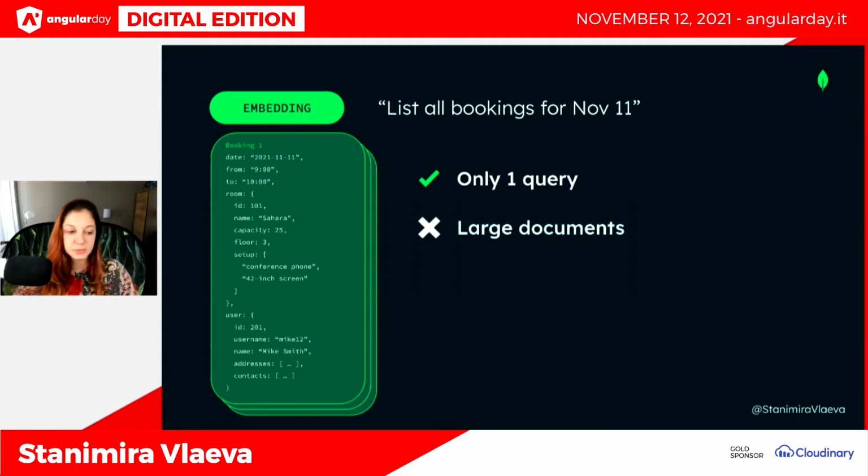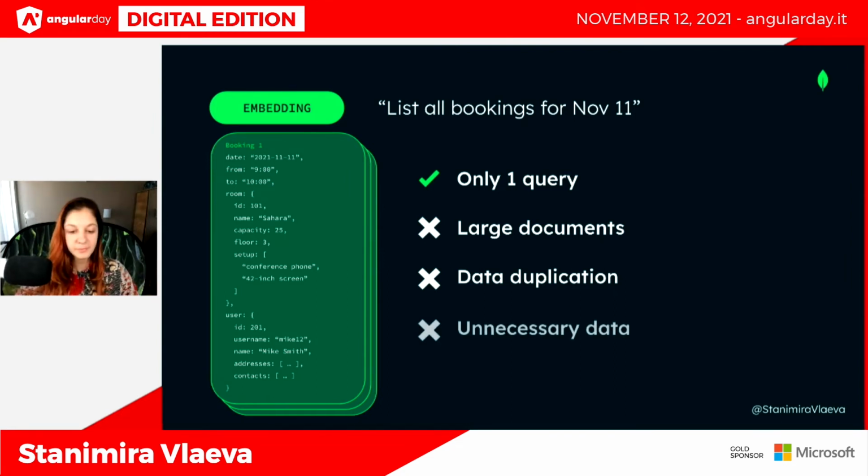The disadvantage is that we have a fairly large document. We also have lots of data duplication, because the name, the capacity, the floor, the setup for the room is duplicated across every single booking document, and it's also present in the original room document. And most importantly, we have tons of unnecessary data. For displaying the booking in our calendar application, we only need to display the name of the room and the name of the user who made that booking. We don't need all that extra information that we are embedding. So how do we solve that?